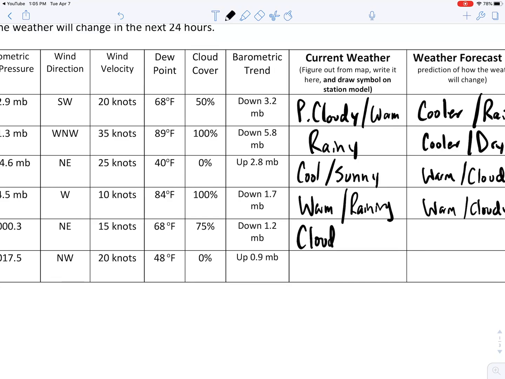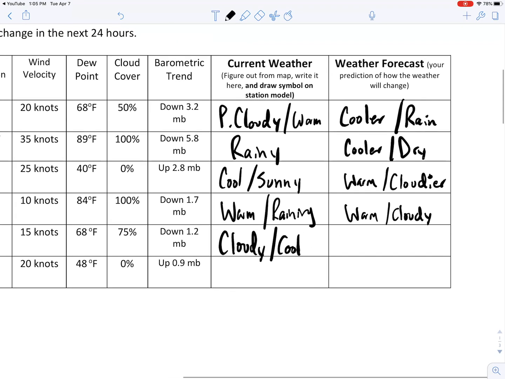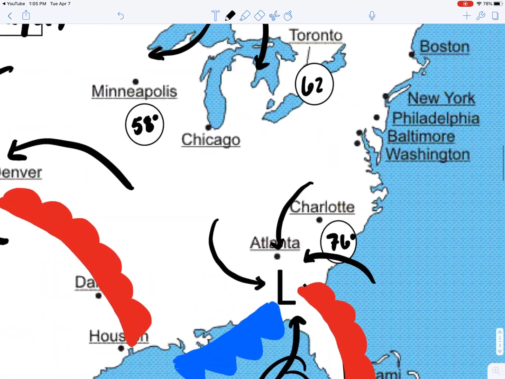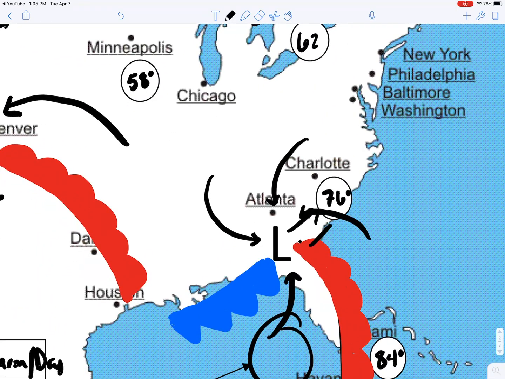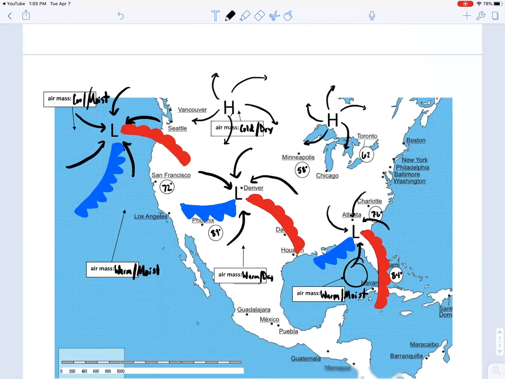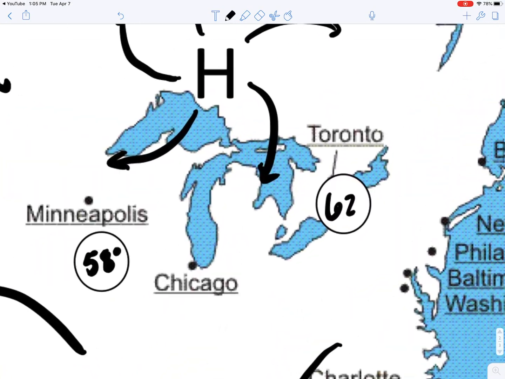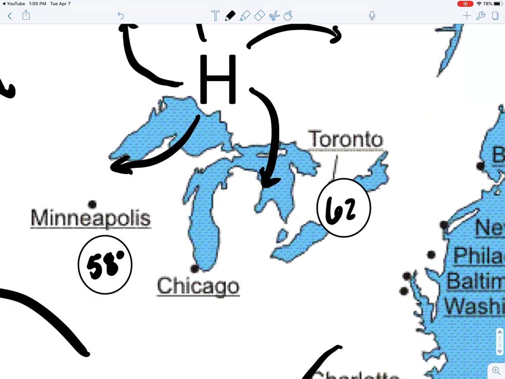So let's say this. Current weather in Charlotte is cloudy and cool. We know that warm front is coming. It's going to warm up, but that's also going to bring probably rain to Charlotte in the next couple days. Again, as this low pressure and that warm front move in over Charlotte, it's going to warm up, but it's also going to be heavier clouds and rain due to that.